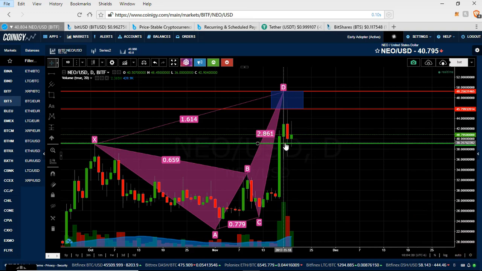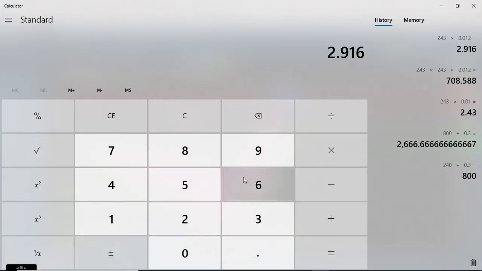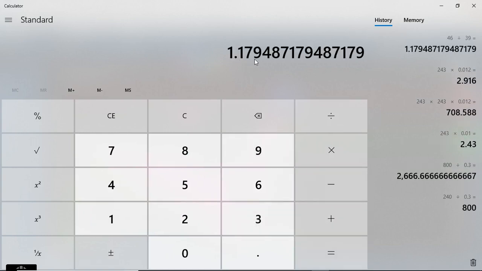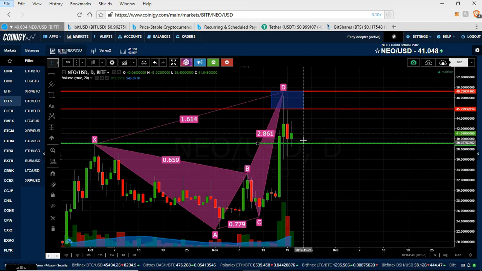So with our $46 that we had, we now purchase NEO at $39. If we go to our calculator here, you can see we do $46 divided by 39. And now we have 1.17 NEO in our account. So I hope that explains it. Now we're sitting back in NEO with 1.17 NEO. So basically we created 17% more NEO for ourselves by switching over to USD at this point, and then buying up NEO at this level here.